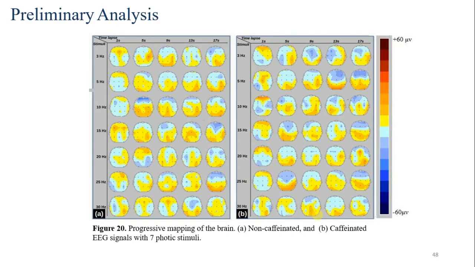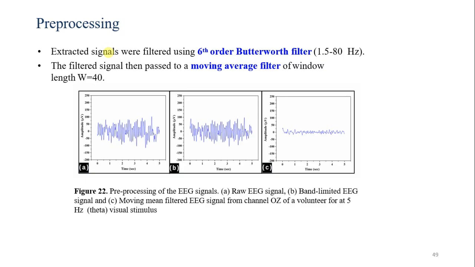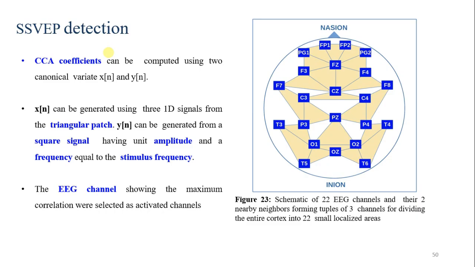Now, as in anything, we do the pre-processing, then SSVEP detection. Over here, CCA, canonical correlation analysis, is being used to determine the coefficients. From those we can find out which region of the brain is activated. I'm not going into the details of this one.